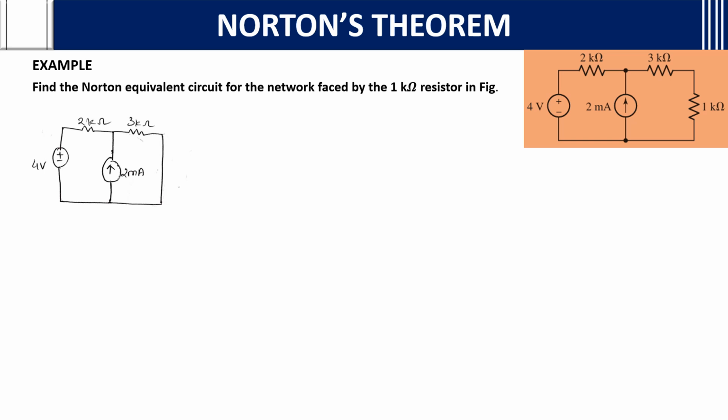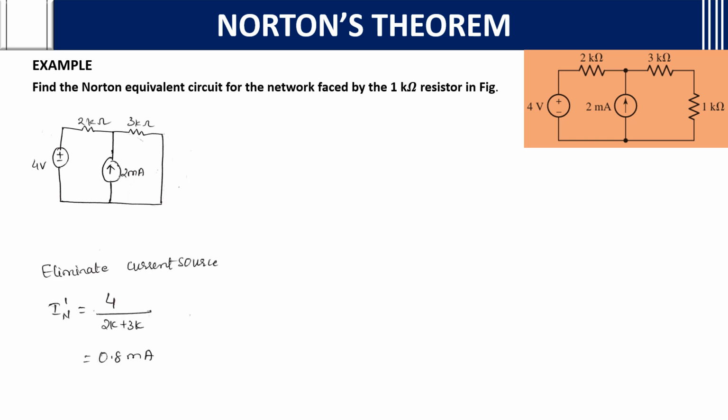If you don't know how to do superposition, there is a video on superposition that I have done previously. You can watch that and understand. Anyway, I'll explain here. In the superposition theorem, we first eliminate one source and calculate the current due to the other source. Then we retain the current source, remove the voltage source, find the current, and add both to get the whole current.